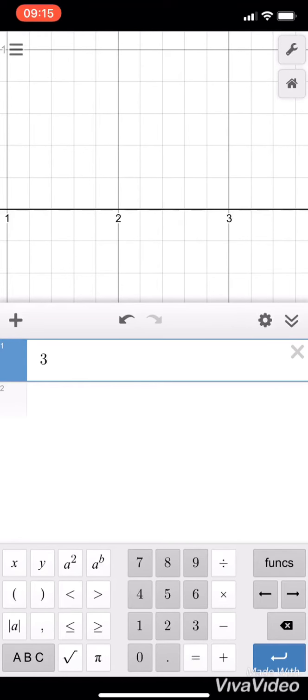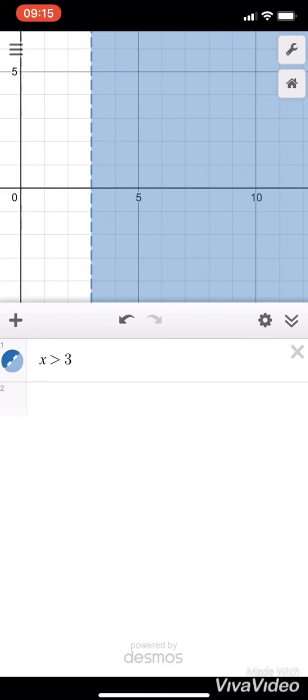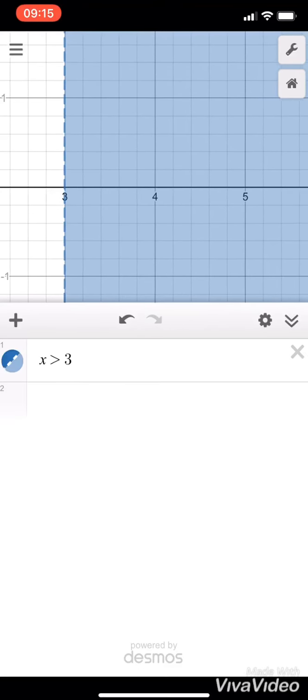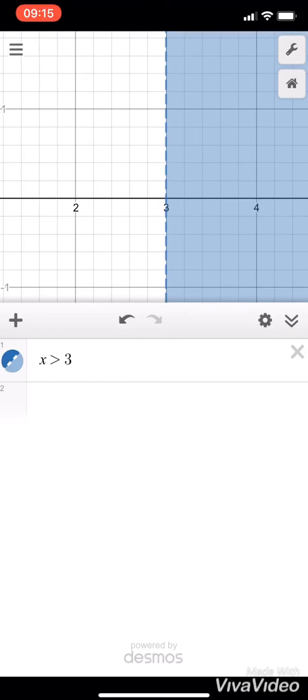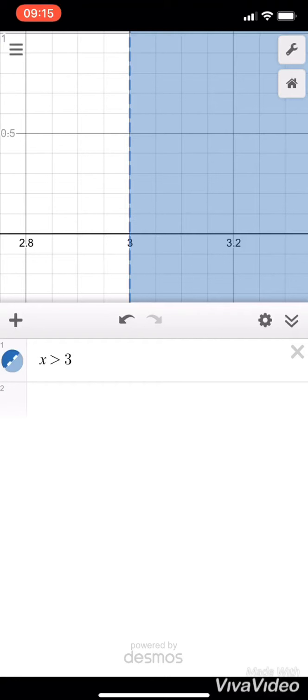So, 3 is greater than, well, let's actually rewrite this. X is greater than 3. Wow, look at that. All the numbers that are greater than 3 appear to be shaded in. That is the basics of an inequality. Now, the weird thing that you'll notice is that there's a dot on the 3. Why is this? Well, it's because 3 is not greater than 3, it's equal to 3.